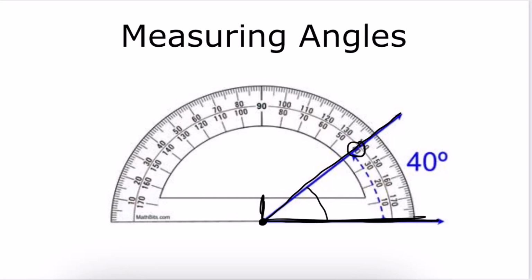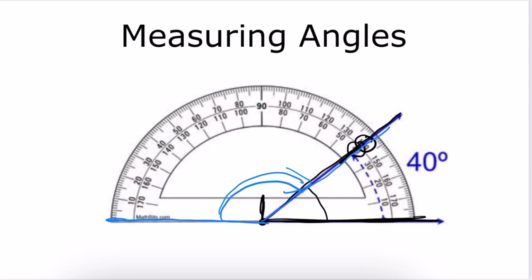And notice that there's actually 2 numbers at that mark. So this is the 40 mark, but it's also the 140 mark. And that's because 140 degrees would be this angle right here. And it's just measuring a different part of it because this angle is a wider angle, but it's still starting at 0 right here and then rotating a certain amount.